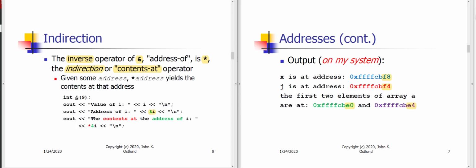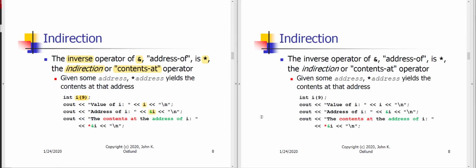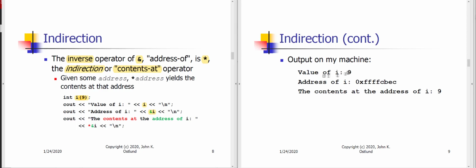All right, so in this little chunk of code, we have this variable I initialized with 9. It's an int. The value of I is just going to be a 9. Let me display some example output there. So the value of I is going to be 9.